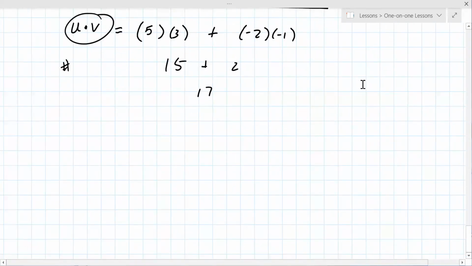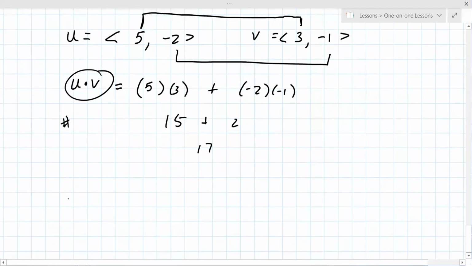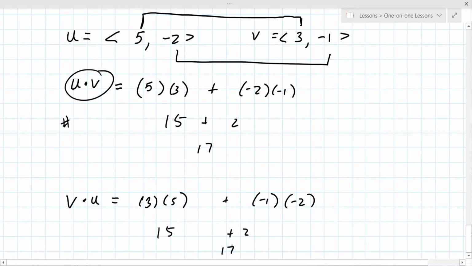Okay. So now I'm going to ask you this. What is v dot u? So it's the same thing, just in reverse. It's 3 times 5 plus -1 times -2. So it's still 15 plus 2, it's still 17. Yeah, we get the same product.